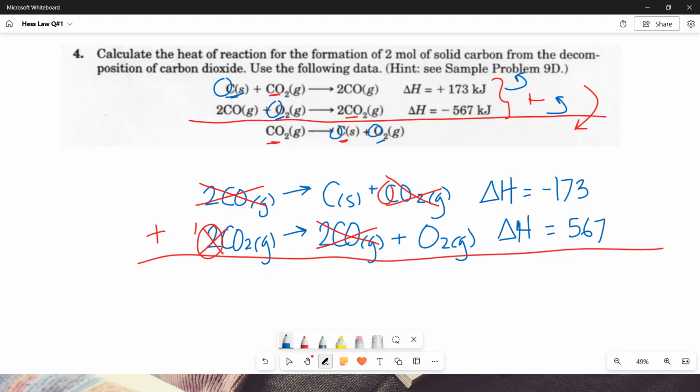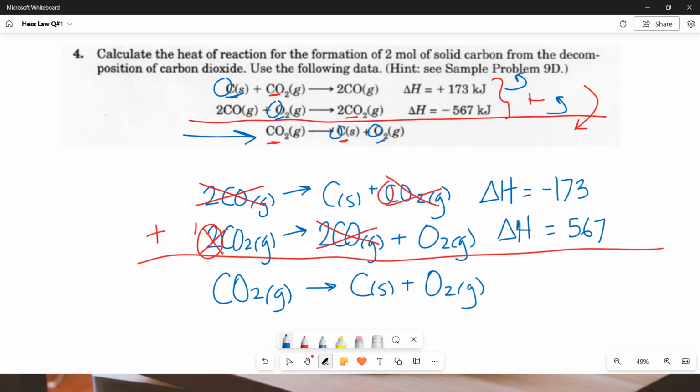So if I add the reaction down, I'm going to get 1 carbon dioxide forms 1 carbon solid plus an oxygen gas. Okay, and that does match the overall here. And so I can add my enthalpies from above, and I'm actually going to get a positive 394 kilojoules.